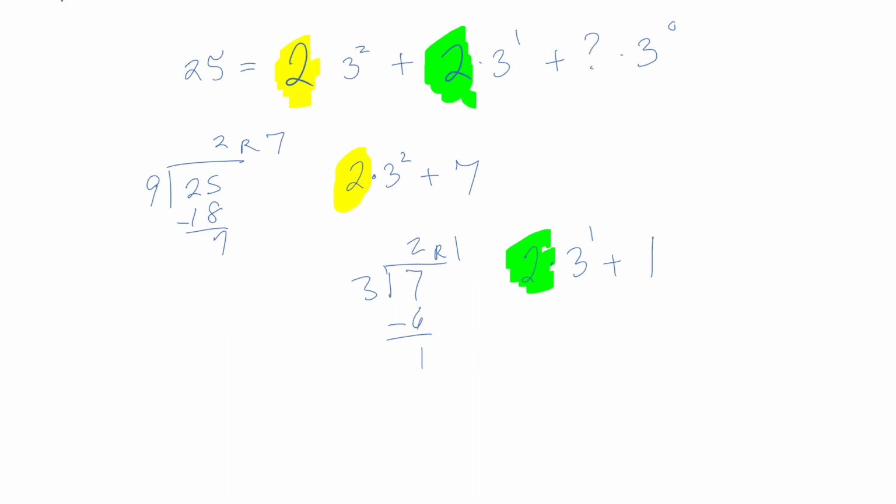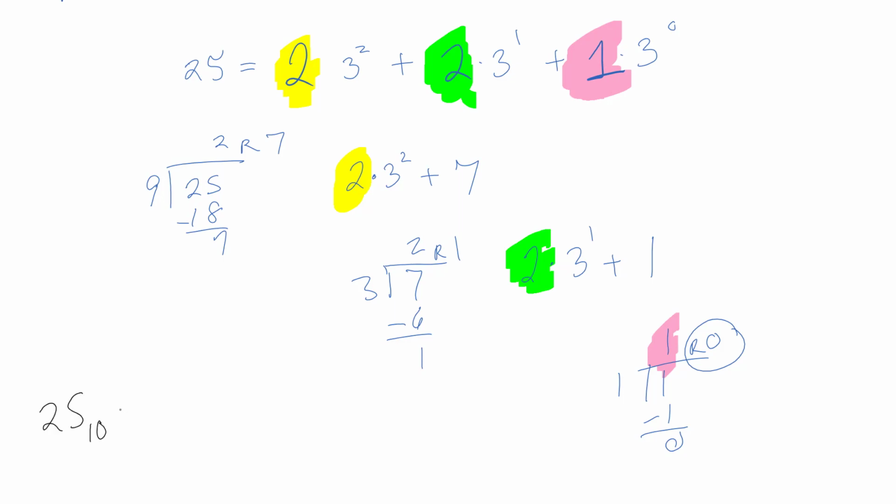Then my remainder, if I really wanted to fill out what I was doing, I take that remainder, which is 1, divided by 3 to the 0, which is also 1. 1 with remainder 0, so I'm done. And then this 1 goes right here. So I have that 25 base 10 is equal to 221 base 3.